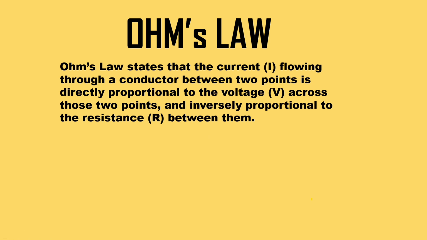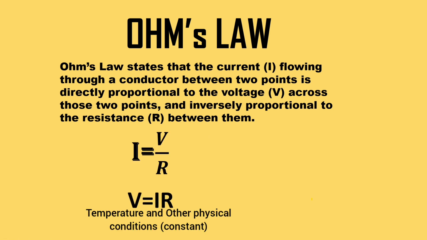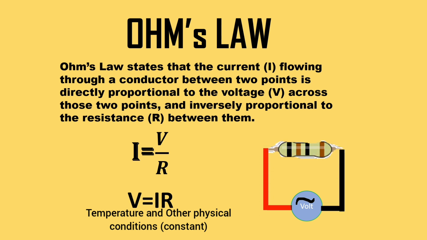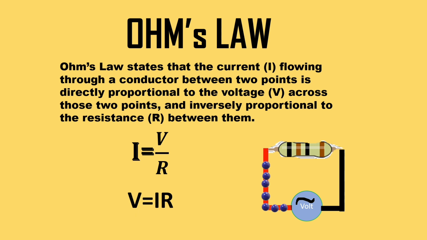Ohm's law states that the current flowing through a conductor is directly proportional to the voltage across it, provided the temperature and other physical conditions remain constant. The formula for Ohm's law is voltage equals current multiplied by resistance. Or simply, V equals I times R.